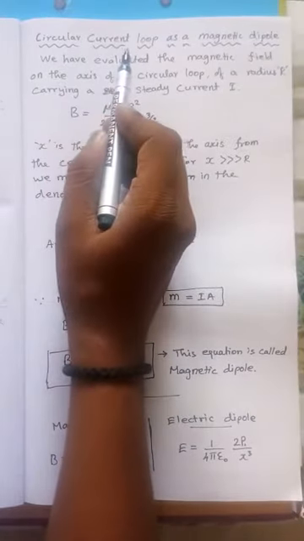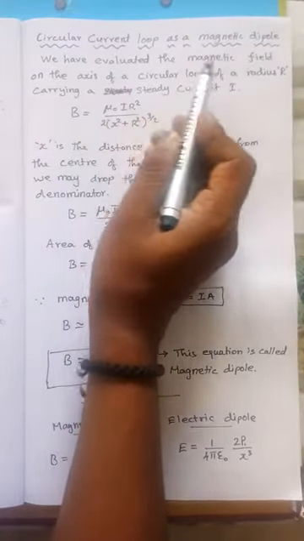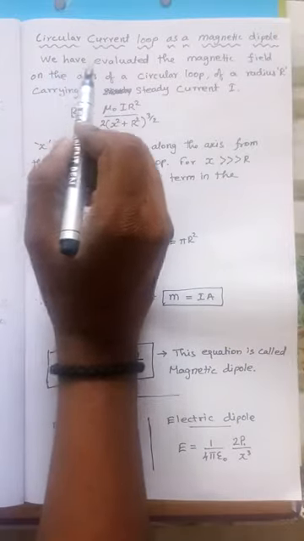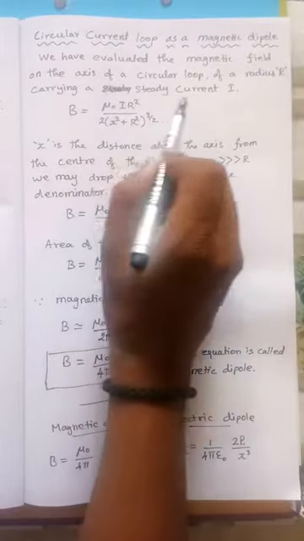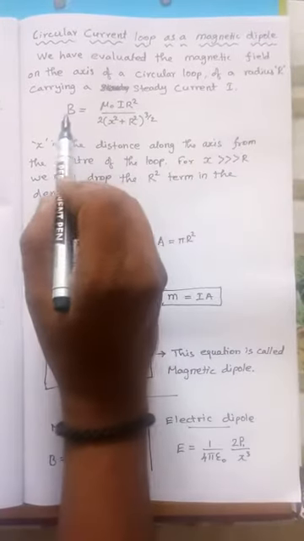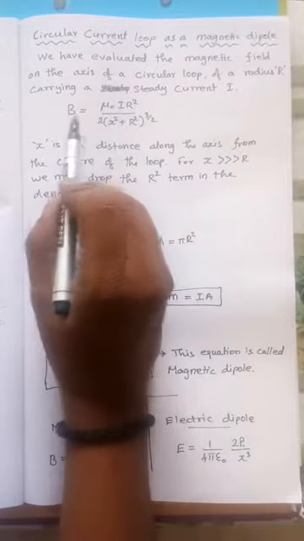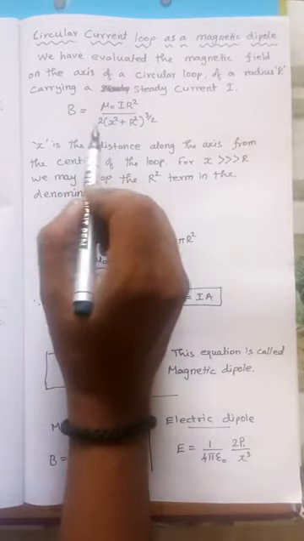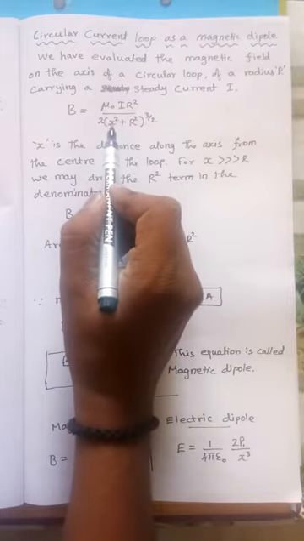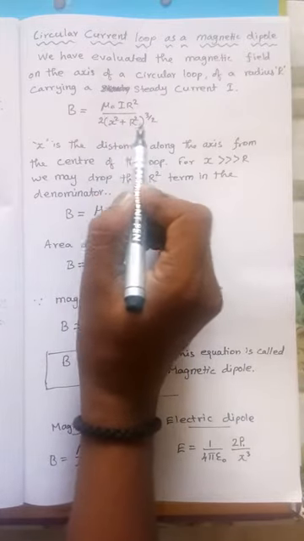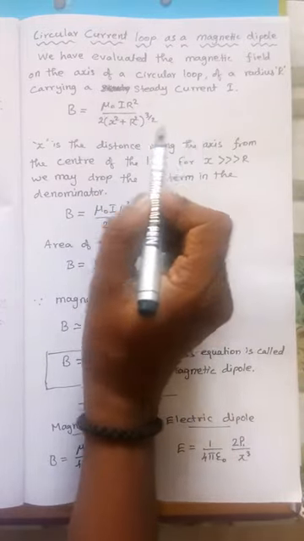Circular current loop as a magnetic dipole. We have evaluated the magnetic field on the axis of a circular loop of radius r carrying a steady current I. This is already the formula for the circular loop: B is equal to mu naught I r square by 2 into (x square plus r square) whole power 3 by 2. Here small x is the distance between the center of the coil and the point.